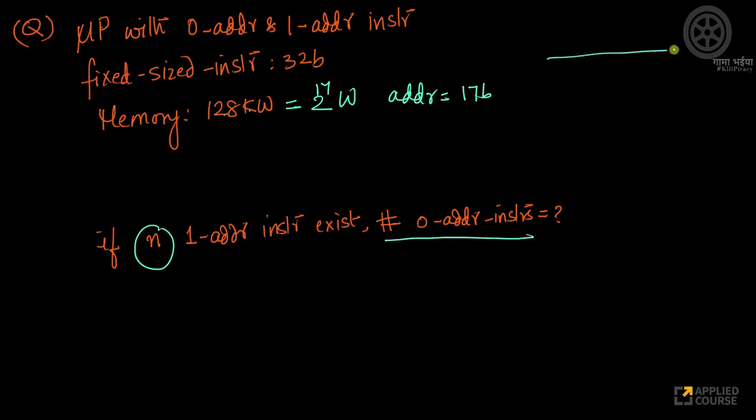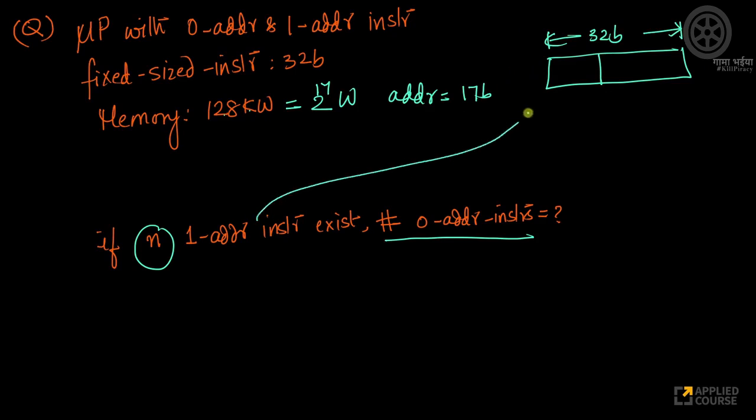Okay, let's break the whole thing down. I have 32 bits here. My whole thing is 32 bits. This is very simple. With some practice, you'll become very good at it. Let's look at it from the perspective of one address instructions first. 17 bits for the address, and I'm left with 15 bits for the opcode. Now, how many opcodes are possible here? 2 power 15. Of these, n of them are one address instructions.